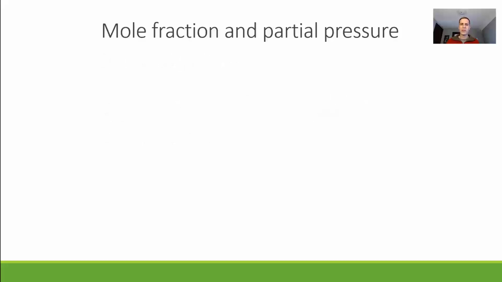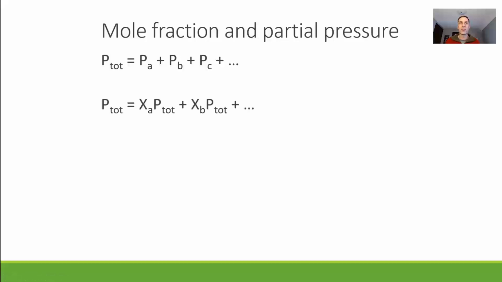Another idea that sometimes comes up is mole fraction. This is a new idea. I'm just going to introduce it here. We'll use it a little bit more later on in the semester, but it's useful to talk about it here. Really, this goes back to the idea of our partial pressures, right? Our total pressure is equal to the pressure of A plus pressure of B plus pressure of C. Sometimes Dalton's law of partial pressures is written another way, where P total is X of A times P total, plus X of B times P total.